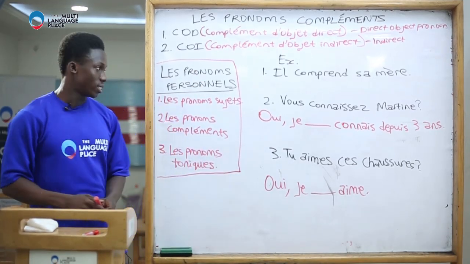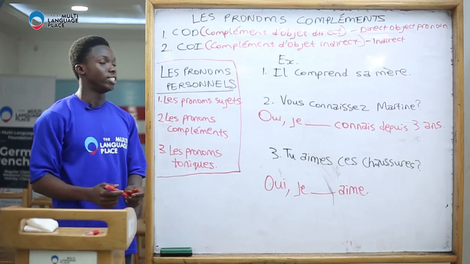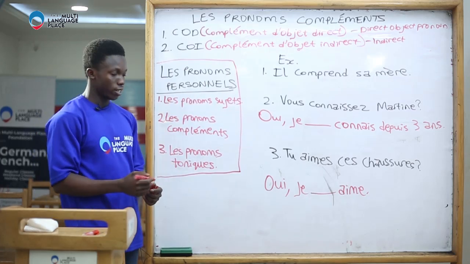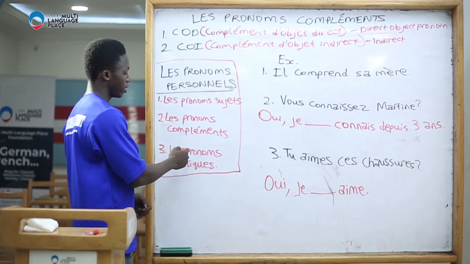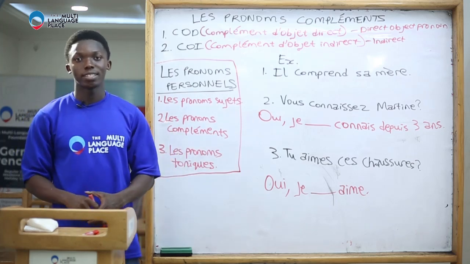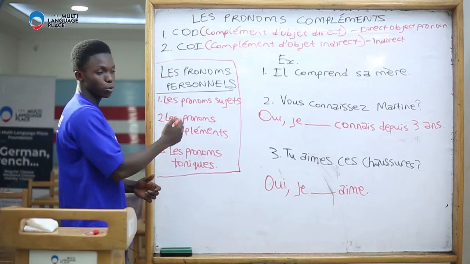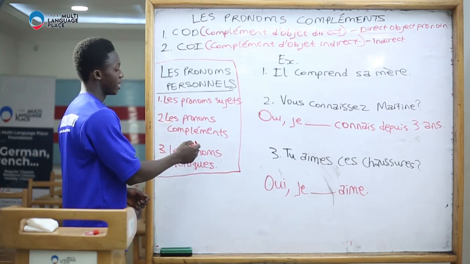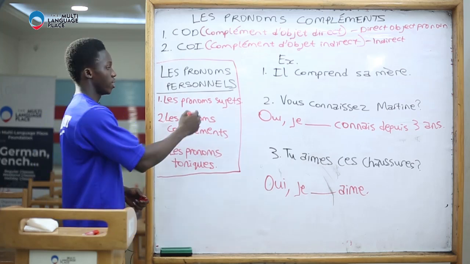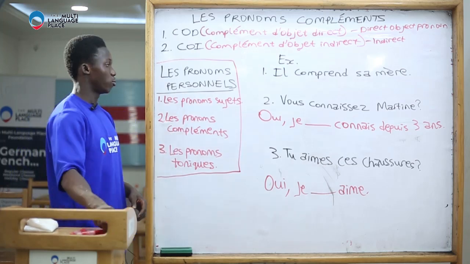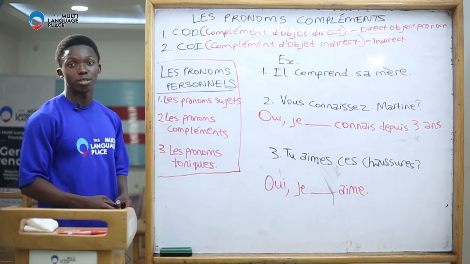Now, before we proceed, let's quickly see personal pronouns in general. On a les pronoms sujets, les pronoms compléments et les pronoms toniques. These are the three types of personal pronouns in French: subject pronouns, complement pronouns or object pronouns, and then emphatic pronouns. The subject pronouns have already been treated. We see them whenever we want to conjugate our verbs in French.